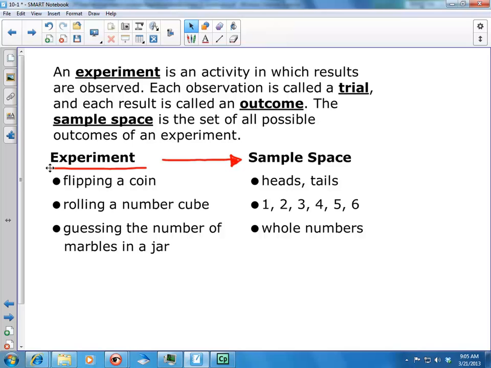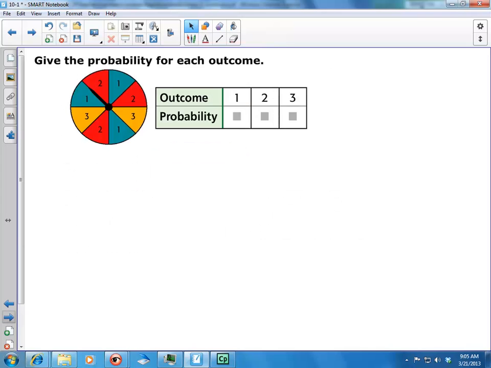Okay, now let's take a look at our first example. It says give the probability for each outcome. Now, in order for us to discover the probability for these in our table, it's asking us, hey, what's the probability you're going to spin a 1 on this spinner? Well, we can keep this in fraction form because it's going to be easiest on this. So the first thing we need to do is figure out how many sections of our spinner we have. Yeah, we have 8 sections on our spinner, so we know that our denominator has to be 8.